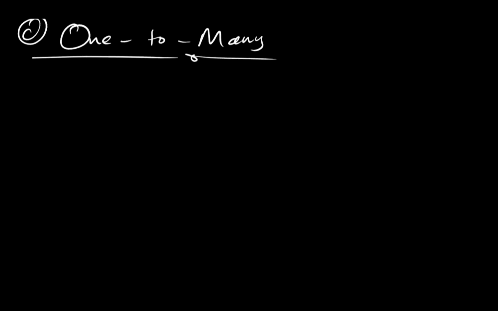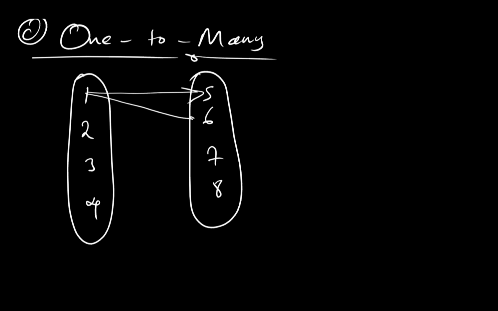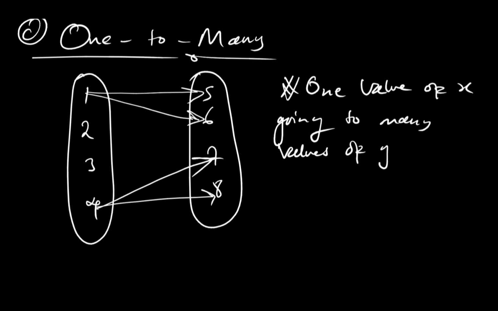Now, from the statement one to many, so you have one from the object and go into many. So let's say I have 1, 2, 3, 4, 5, 6, 7, 8. So one to many. So one is going to this guy and that guy. Maybe even this one is going there and that. So I have one going to many. So whenever you have one value of x going to many values of y, then that is what is known as a one to what?